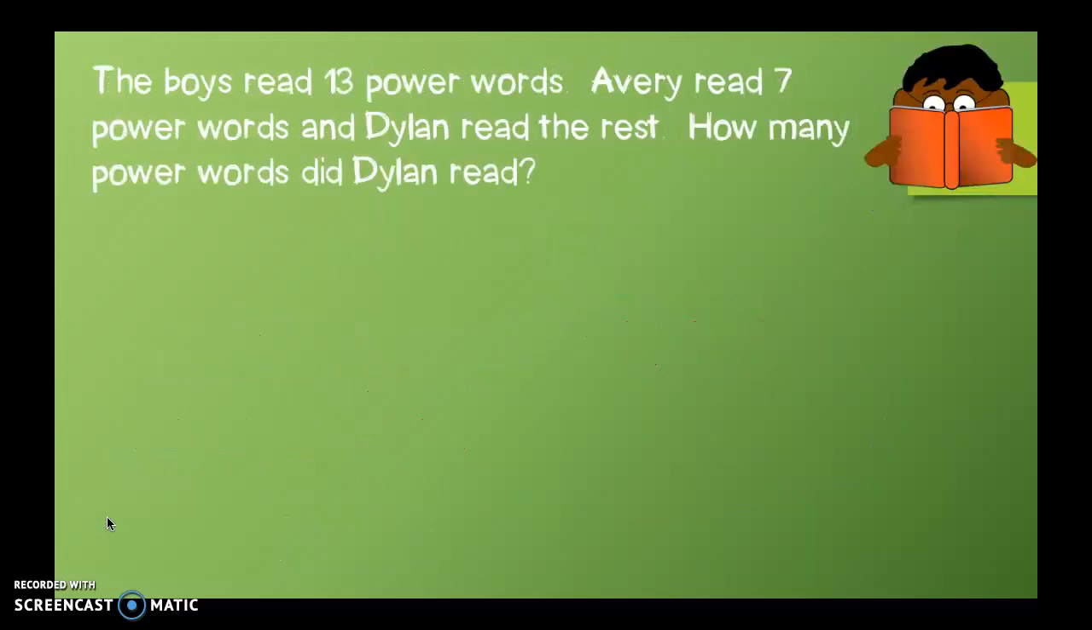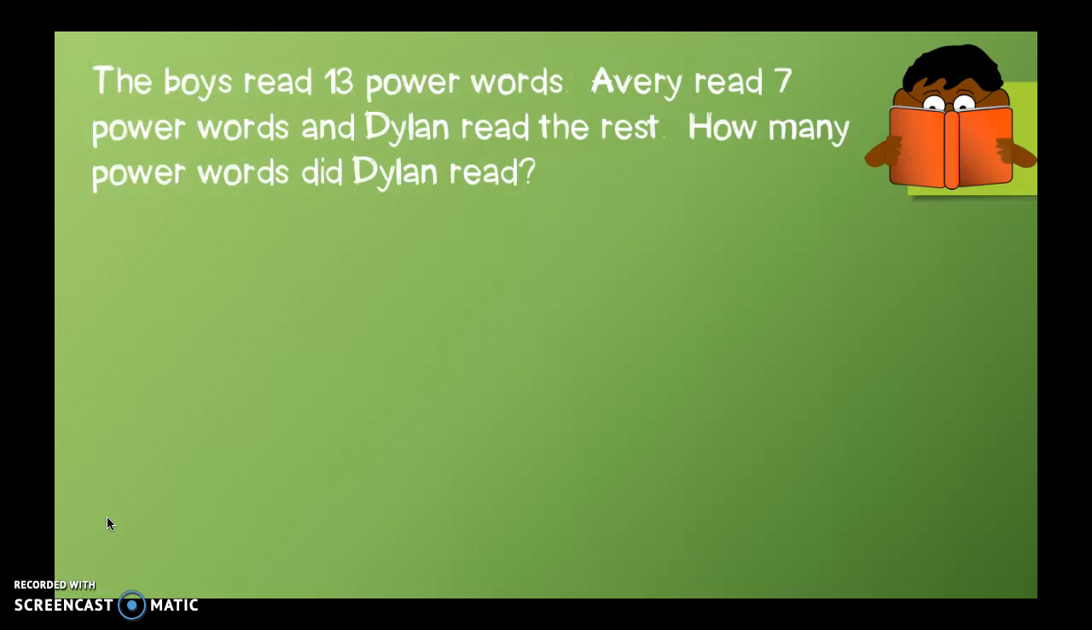Let's try another one. Go ahead and erase your board or find a new spot in your math journal. The boys read 13 power words. Avery read 7 power words, and Dylan read the rest. How many power words did Dylan read? I'm going to go ahead and read that again to you. The boys read 13 power words. Avery read 7 power words, and Dylan read the rest. How many power words did Dylan read?